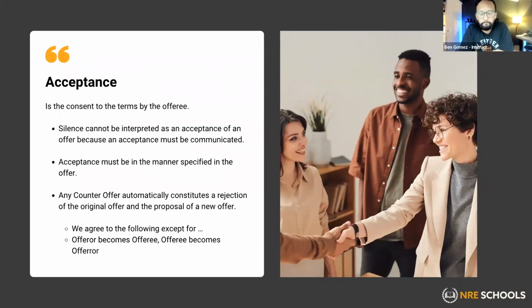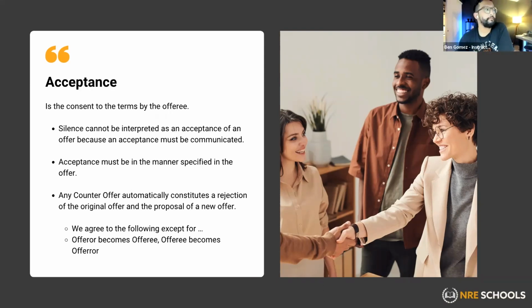Acceptance. We're talking negotiations, we're talking contracts. We have to communicate that we accept somebody's offer. That's why one of the terms says silence cannot be interpreted as acceptance of an offer, because an acceptance must be communicated. If we write an offer on Carla's property and she's the seller and you guys are the buyers, Carla has to let us know that she accepts our terms. She can't just assume, and we can't just not say anything. We have to communicate that Carla is accepting our offer.